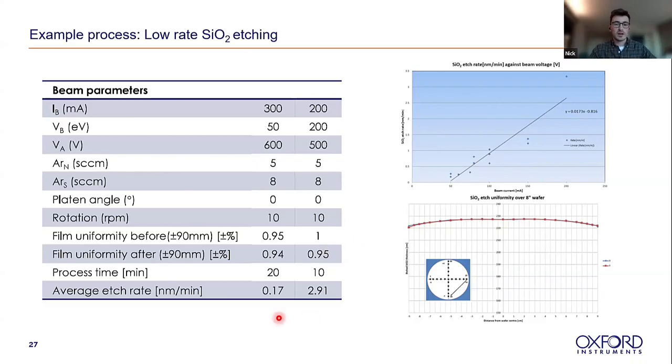And the etch rate itself varies depending on the different beam parameters that we use. So on the beam current and the beam voltage. So as we go to higher beam voltages, we get a higher average etch rate.